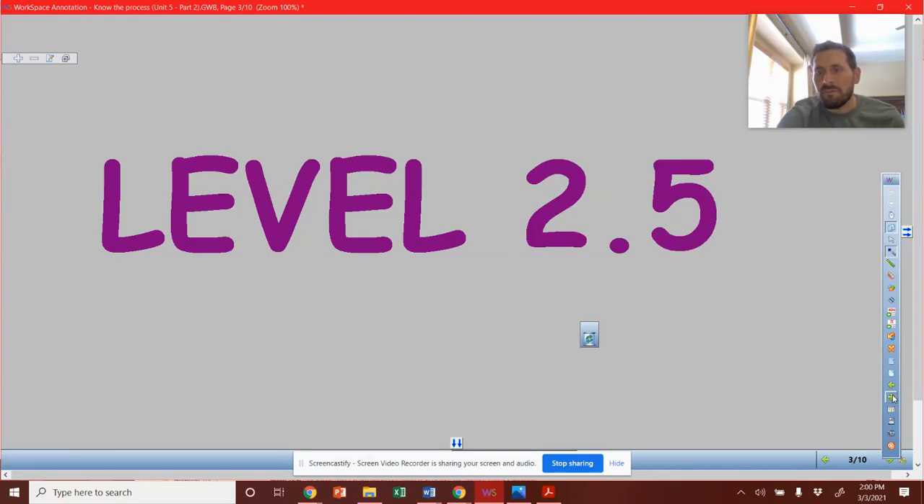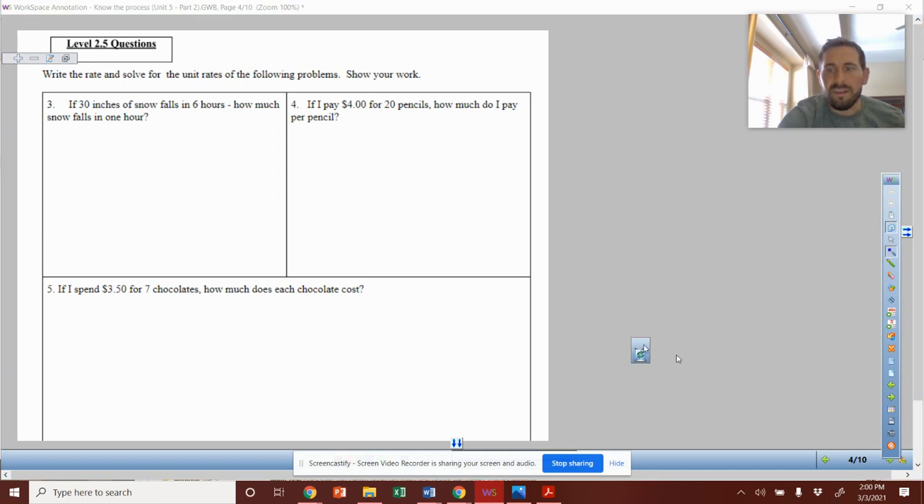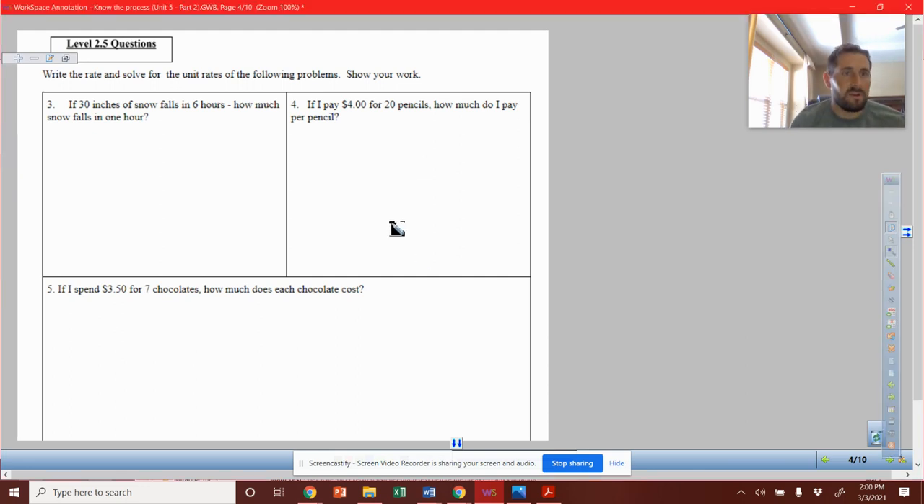Past level 2 to level 2.5 now. So you get 3 different problems here. I'll try to put it all in one video is the goal. But you're to write the rate and solve the unit rate for each of these problems.